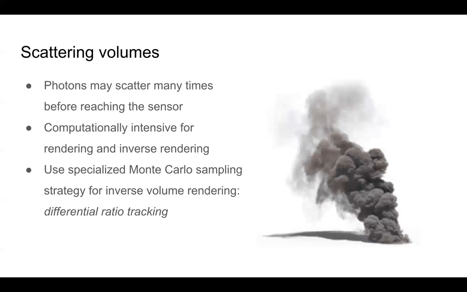Transient imaging is useful when the scene contains a scattering volume, such as smoke or any other physical medium that lets light scatter within it. Since photons may scatter many times before reaching the sensor, rendering and inverse rendering for scattering volumes can be very computationally intensive. But luckily, we can use a specialized Monte Carlo sampling strategy for inverse volume rendering called differential ratio tracking. Using this sampling method results in unbiased and low variance gradient estimates.